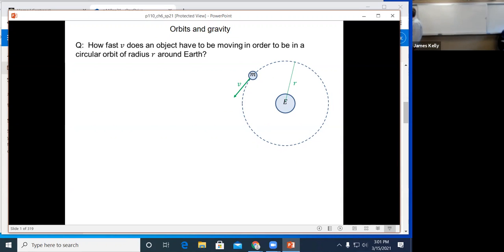The last couple of things we want to talk about, again, we're sort of talking about gravity and the concept of orbits here. If something's at a certain radius away from an object of a certain mass, so here I'm imagining Earth at the center of this circular orbit, and here's an object of mass m out at a radius r, how fast does it have to be going to maintain that orbit?